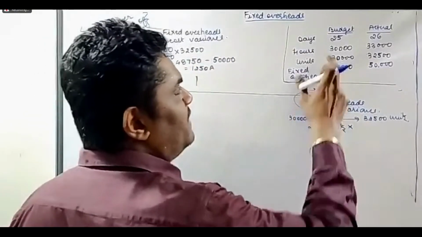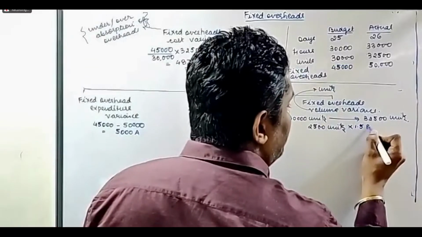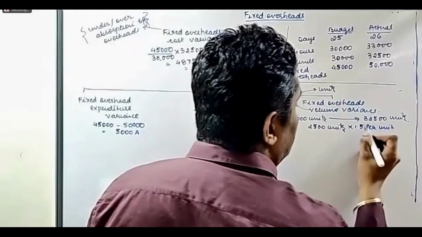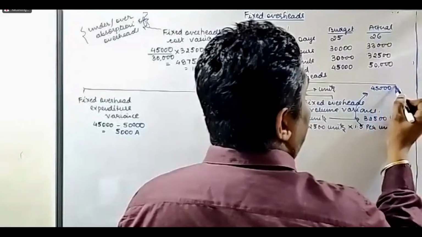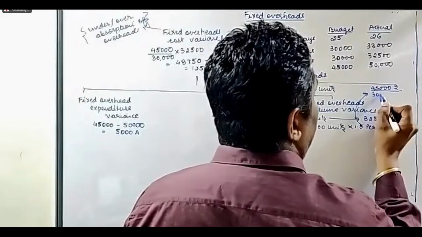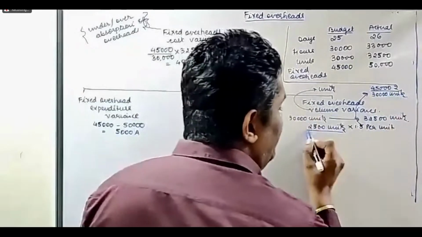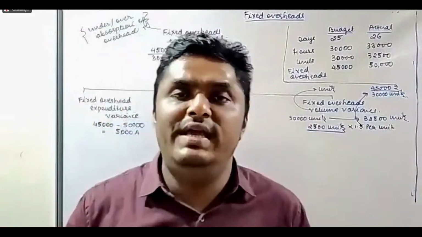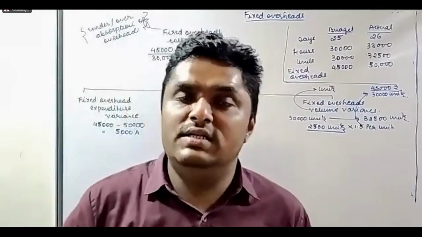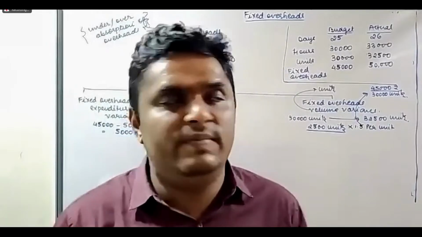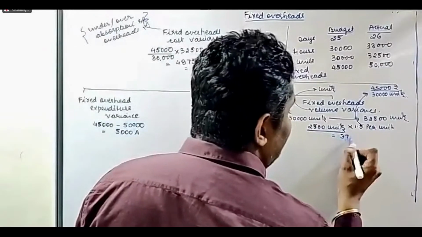Since it is units, we will multiply it by the rate per unit. So that is 45,000 divided by 30,000 units, which will be 1.5 per unit. How come 1.5? 45,000 rupees divided by 30,000 units. Since we have calculated the units, this volume variance always talks about units, that is the budgeted units manufactured and the actual units manufactured. So this is my volume variance, that is 3,750 favorable.